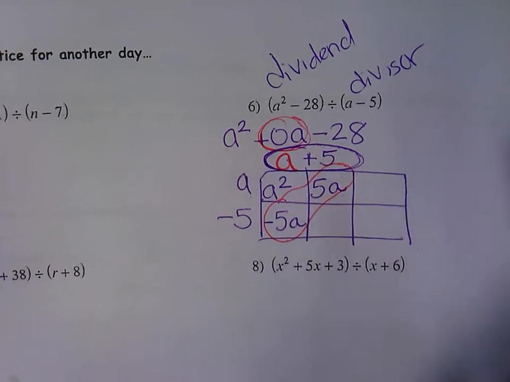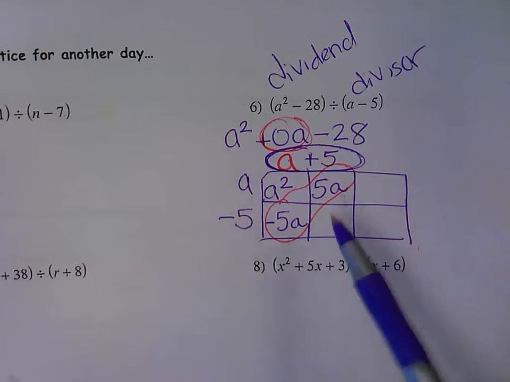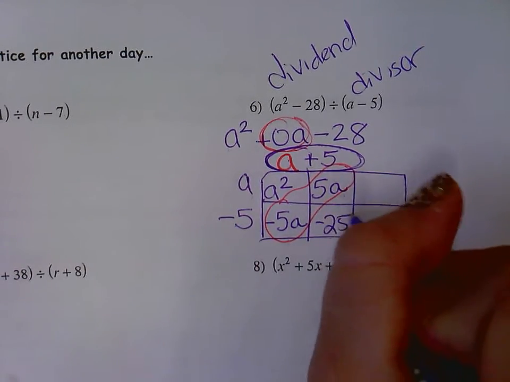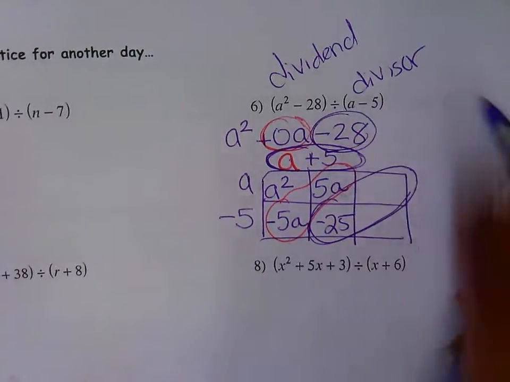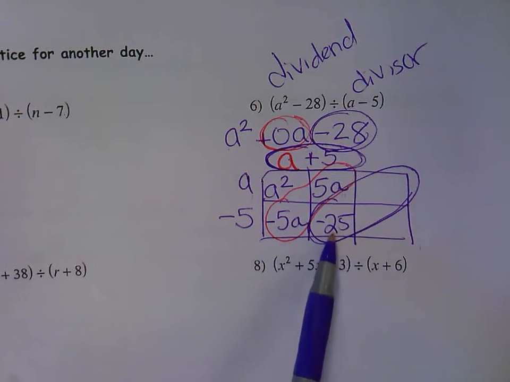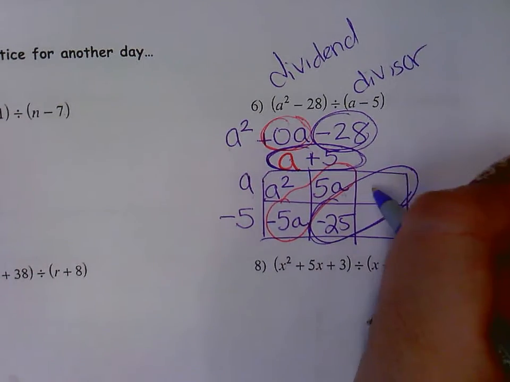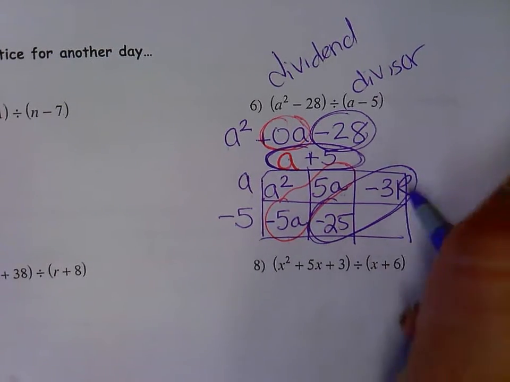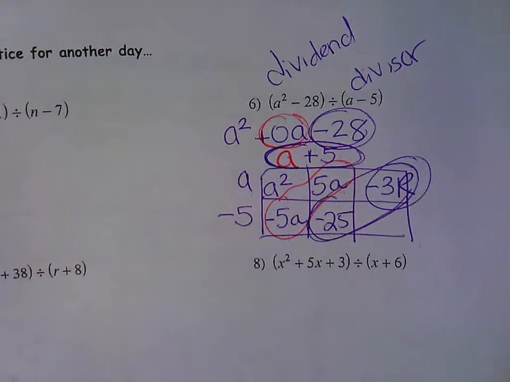I can do my remainder now. 5 times a is 5a. 5 times negative 5, so I put a negative 25 here. Now this diagonal needs to add up to this negative 28. I'm currently at negative 25, so I need to subtract an additional 3. That's called your remainder. So negative 3 is your remainder. Your quotient is a plus 5.